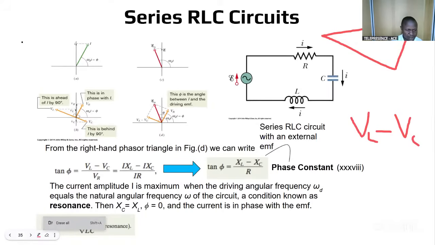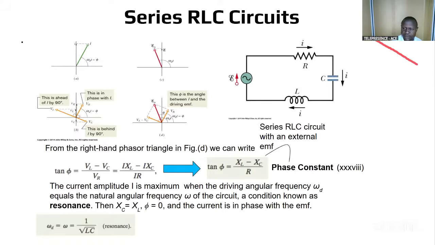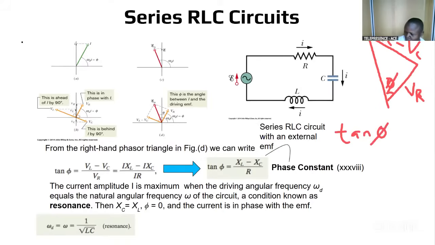So we have it like this. This is the phase constant. Okay. So this is VR. This side is equal to this side. So we have VL minus VC. If you use trigonometric ratio, we have the ratio of opposite, this is the opposite to this angle, and this is the adjacent. The ratio of the opposite to the adjacent is tan of that angle. That is the tangent of that angle.